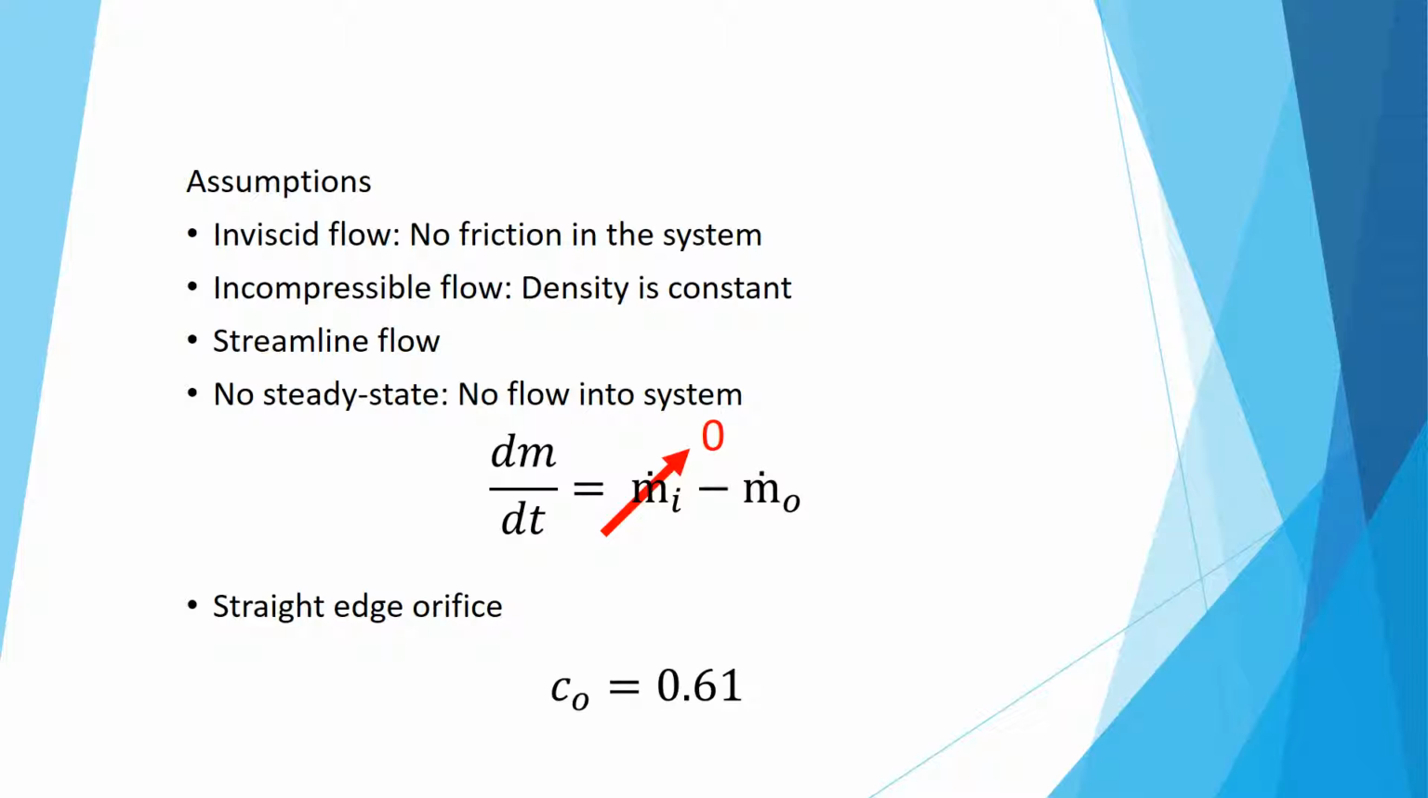We were unable to assume a steady state because there is no flow into the system. The change in mass with respect to time is only equal to the mass flow out because there is no mass flow in. For a straight edge orifice, the orifice coefficient is equal to 0.61.